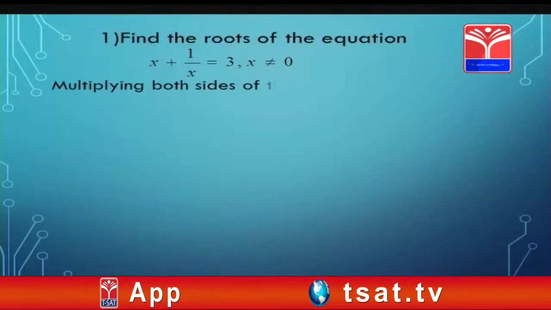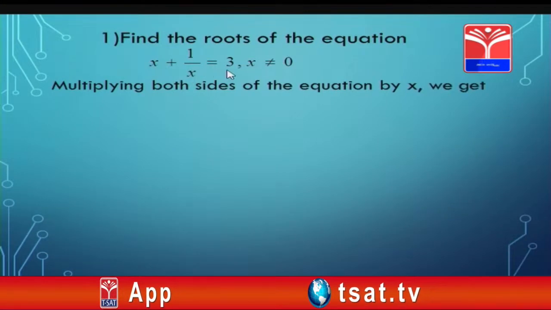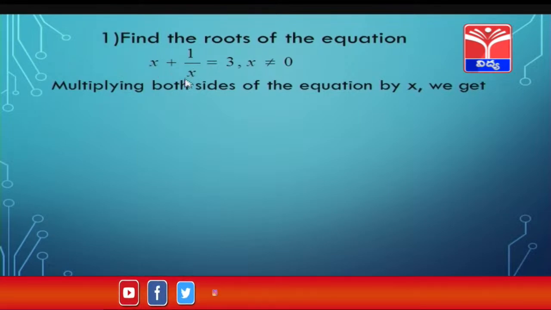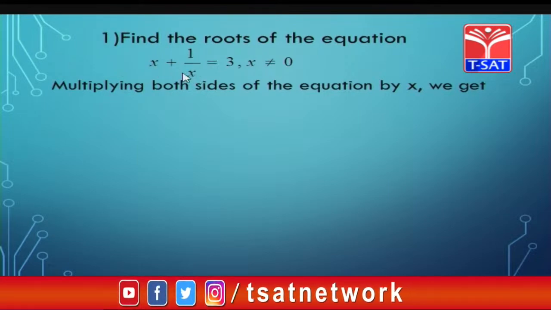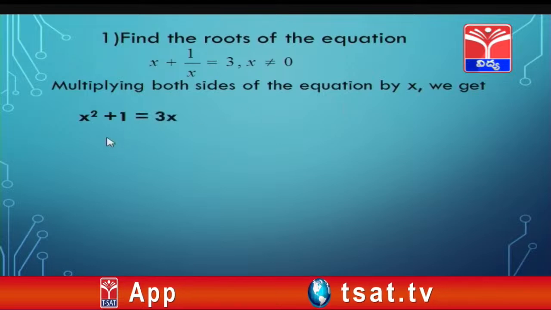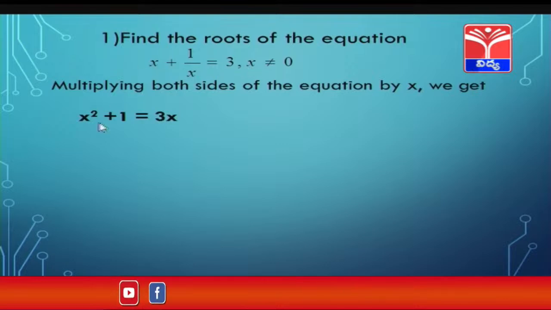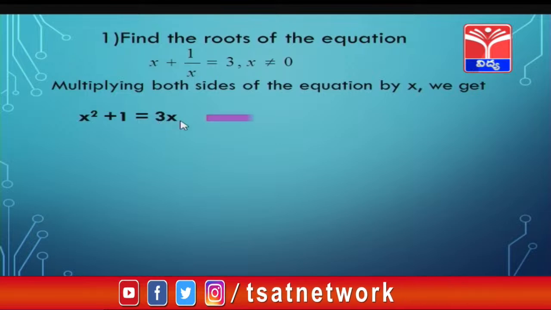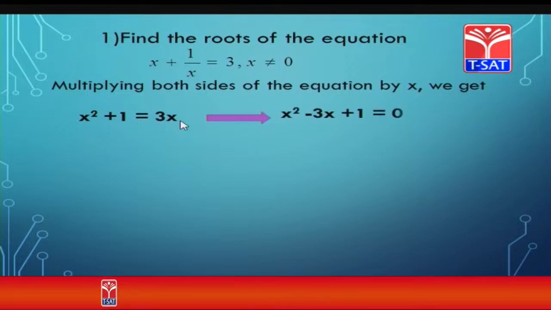We are given an equation x plus 1 by x is equal to 3, where x is not equal to 0. So, to remove the x in the denominator part of this fraction, let us multiply both sides of the equation by x. Then we get x square plus 1 is equal to 3x. If I am multiplying the complete equation with x, I get x square plus 1 is equal to 3x, which implies I get x square minus 3x plus 1 is equal to 0 after I transpose this 3x from RHS to LHS.